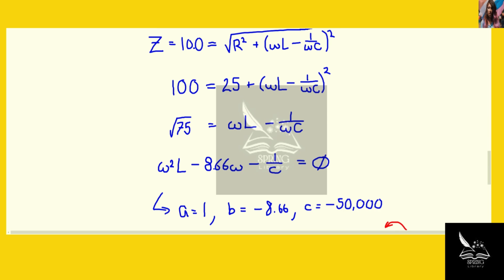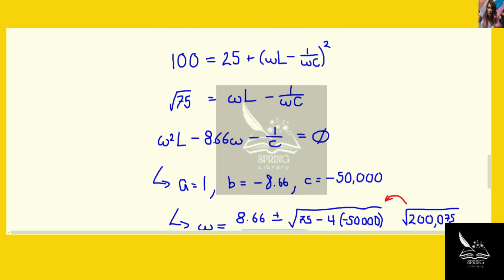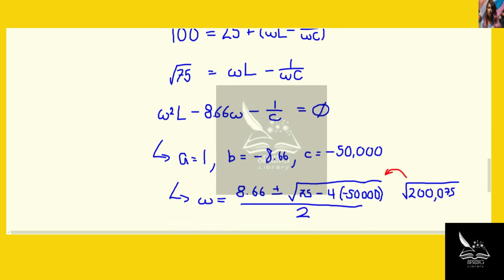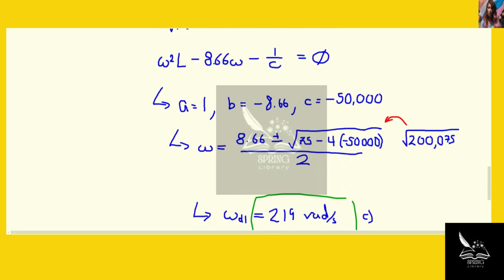Again, this is the same situation as before. You've got to switch your capacitance to farads before you start doing the math, otherwise you end up with rather different numbers. We can plug that into the quadratic formula and find that omega is equal to 8.66 plus or minus the square root of 75 minus 4 times negative 50,000, all over 2 times 1. And 75 minus 4 times negative 50,000 resolves to 200,075.